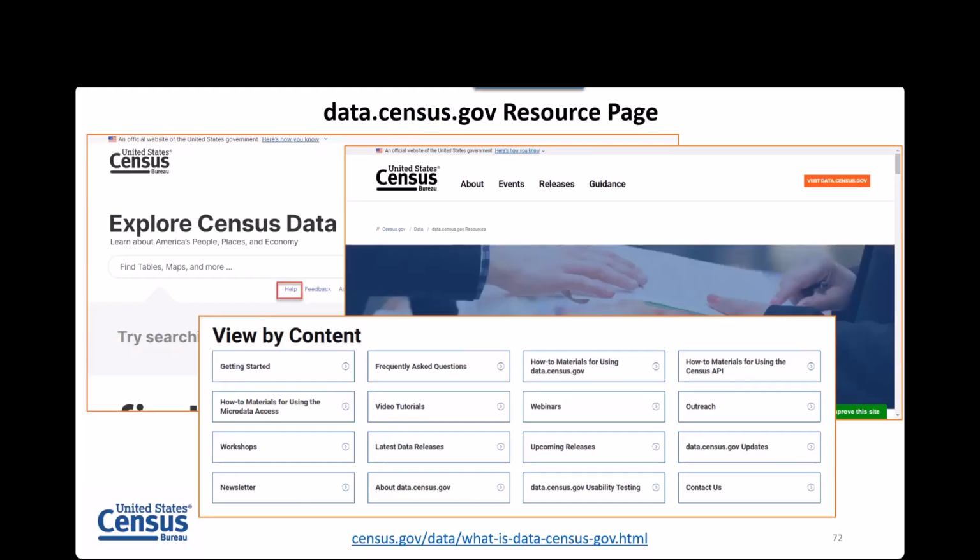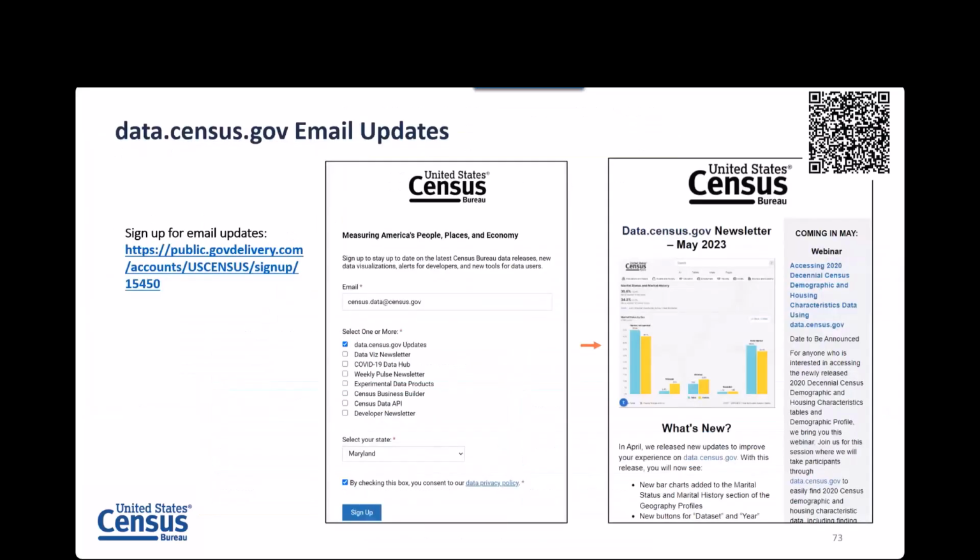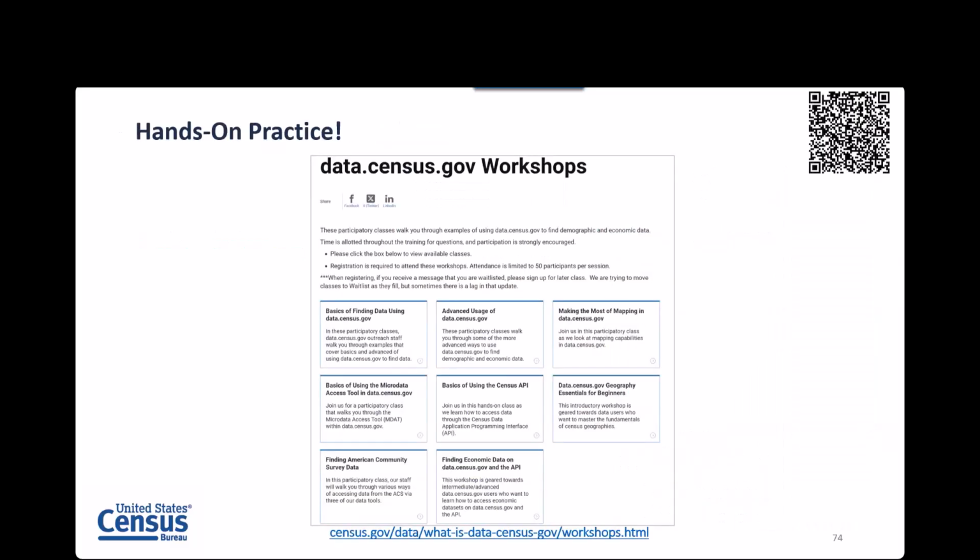So we have a resources page, where you'll find every kind of thing you can imagine. We have video tutorials, we have written tutorials, we have links to our newsletter, to our workshops and the webinars that we hold. So I would really advise you check that out. A great wealth of information found there. We also have email updates. If you wanted to get updates about data.census.gov, what's happening with it, new releases that we're having, we do send out a newsletter every month. So that's also a great way to stay current.